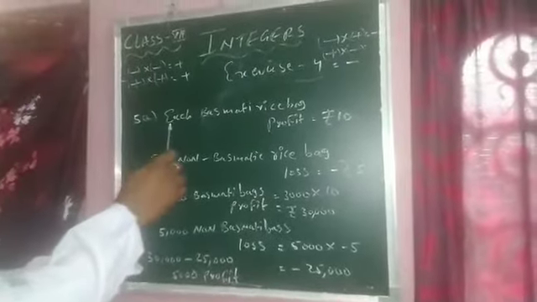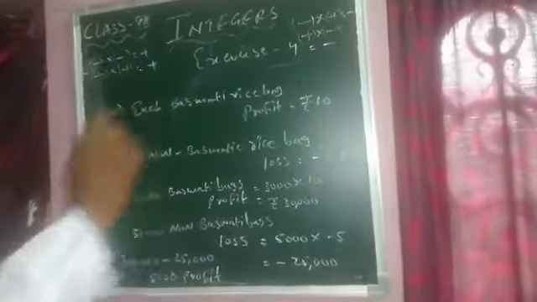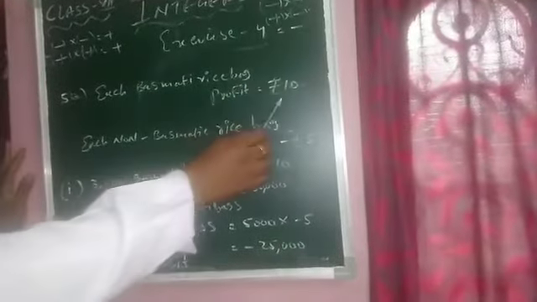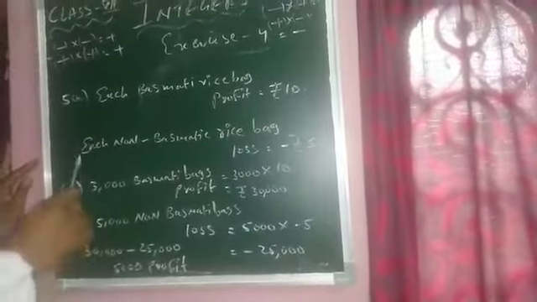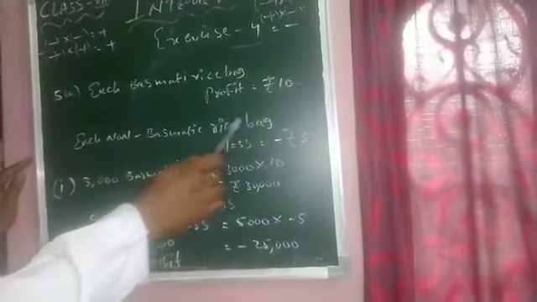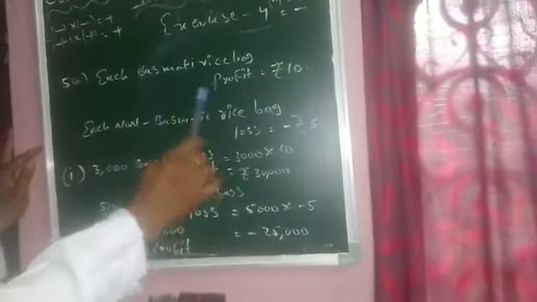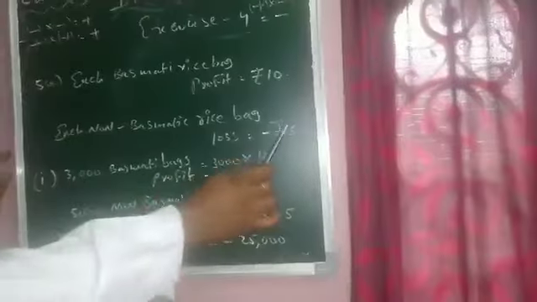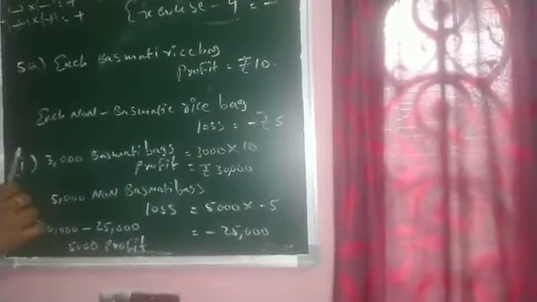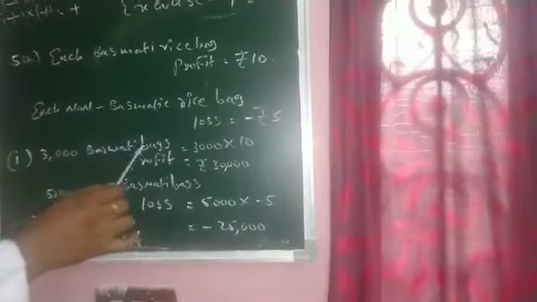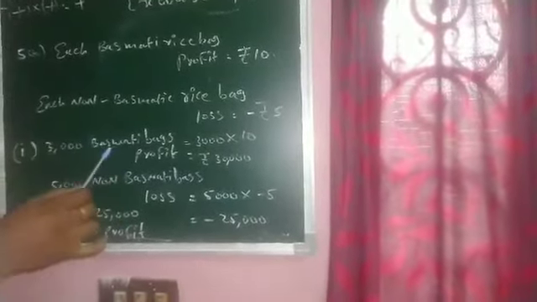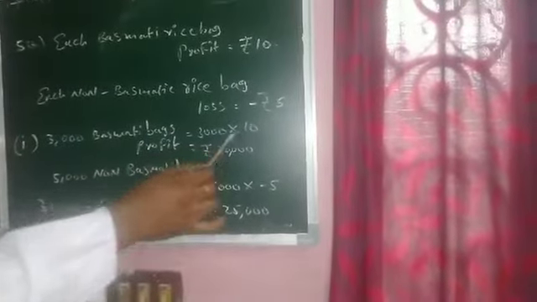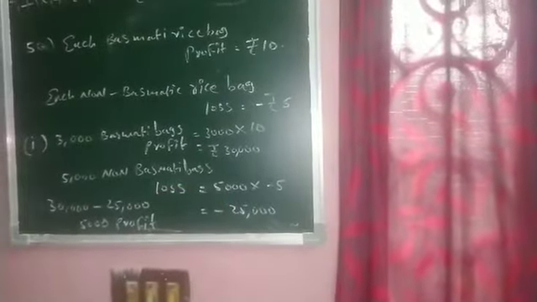The solution: each basmati rice bag gives a profit. If he sells one basmati rice bag, he gets 10 rupees profit. Each non-basmati rice bag is a loss. If he sells one bag of non-basmati, he loses 5 rupees. Now here he sells 3000 basmati bags in the month. The profit is 3000 into 10, which is 30,000 rupees profit this month.